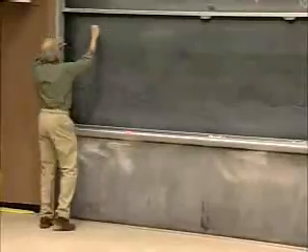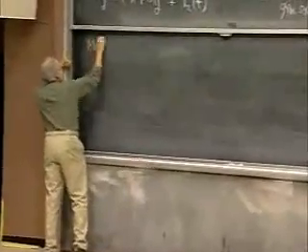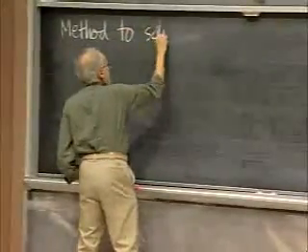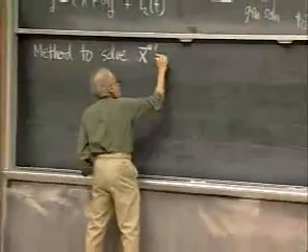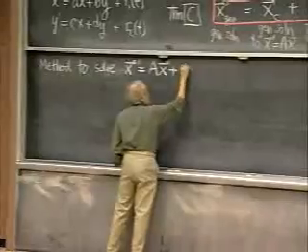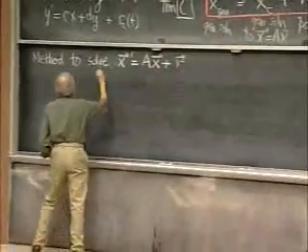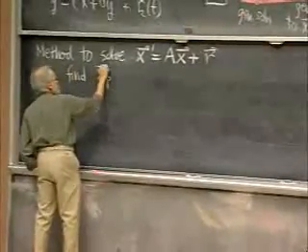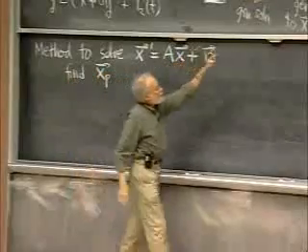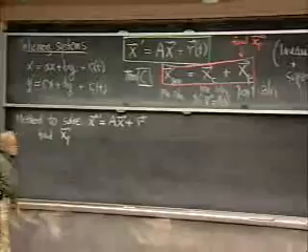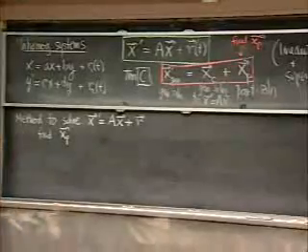First of all, you have to learn the name of the method. This method is called, so it's a method for solving x prime equals Ax, and it's a method for finding a particular solution. Of course, to actually solve it, then you have to add the complementary function. So we're looking for a particular solution to this system.